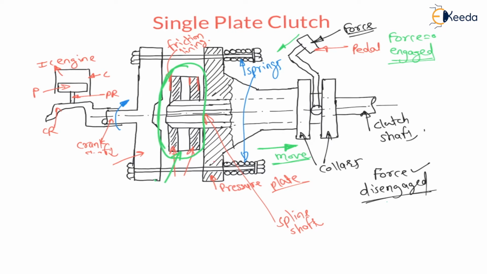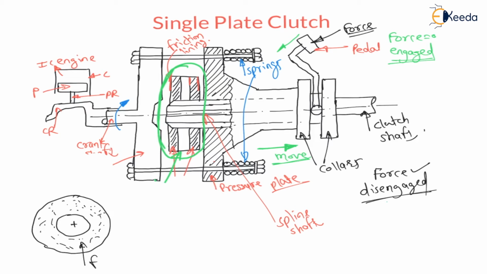Now, if we see the schematic of these steel plates, these are hollow circular plates like this. Let us say this is a plate having this center. And here there is a friction lining. It is a friction material on this plate, right? Friction lining we can say, or friction material we can say.